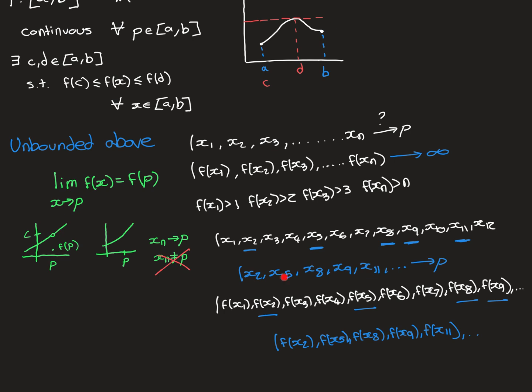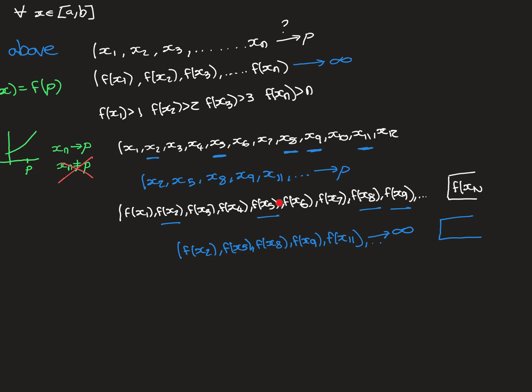And then if we take the image sequence of this convergent subsequence, we're just going to pick the corresponding terms in the image sequence here and put them into a subsequence, and that subsequence will be the image sequence for our subsequence. So we picked x2, so we need to pick f of x2 here. We picked x5, we're going to pick f of x5 here, etc. So this subsequence here, which is a subsequence of the image sequence, is going to be the image sequence of this subsequence: x2, f of x2, x5, f of x5, x8, f of x8, etc.